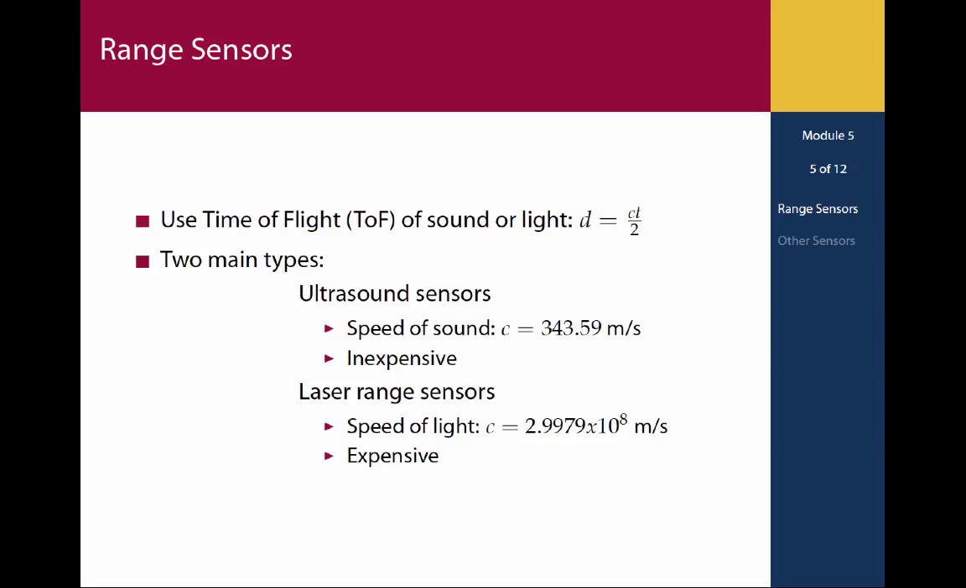So there are two main types. There are ultrasound sensors. The speed of sound, depending on temperature and pressure, is typically 343.59 meters per second. They are relatively inexpensive, but they are not as accurate as, say, a laser range sensor. Laser range sensors use the speed of light, which is basically 3 times 10 to the 8 meters per second. These are relatively expensive when you compare them to ultrasounds, but the measurements are much more accurate, and for all intents and purposes, they're almost instantaneous, given the speed of light.